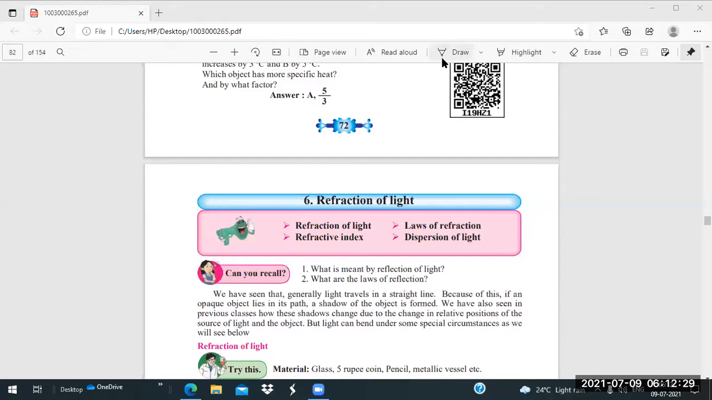So light gives us the sensation of the object. And when we have to see the laws of reflection, that time we are getting one thing. So one plane is there. Last year we have already seen this plane.